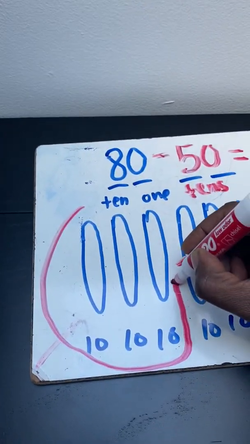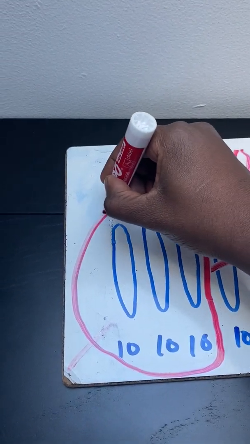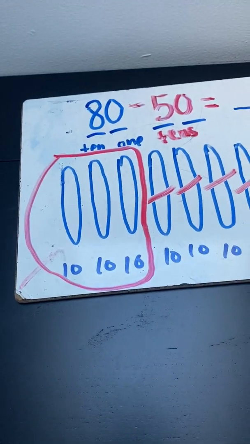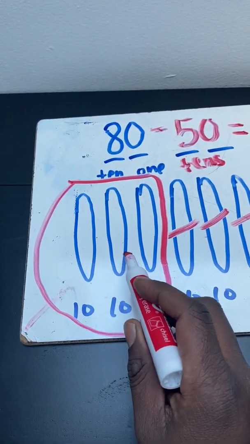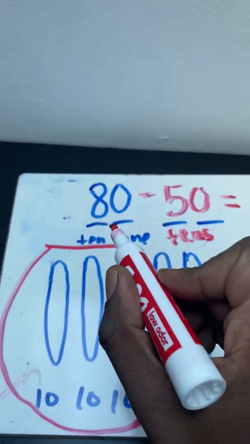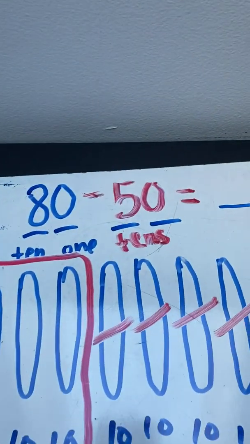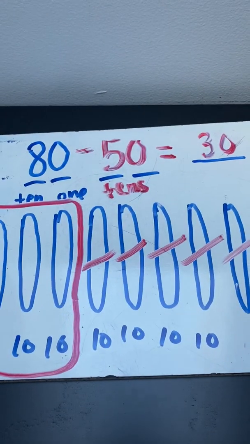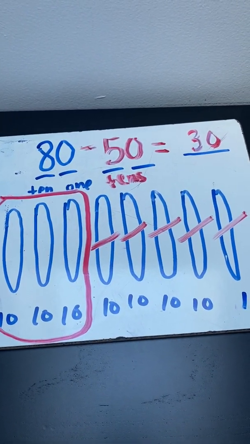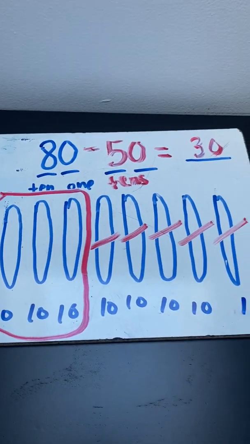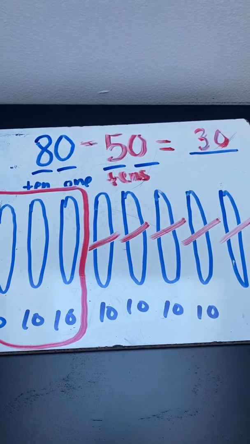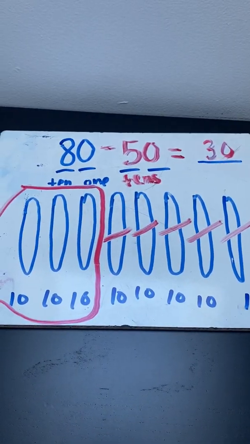And this is what I have left. Oops, sorry. This is what I have left. 1, 2, 3 tens, or 10, 20, 30. So if I start with 80 and I take 50 away, there are 3 tens left, or there are 30 left. All right. So remember, when subtracting your problems, take away from the bigger number. Do not add more groups.